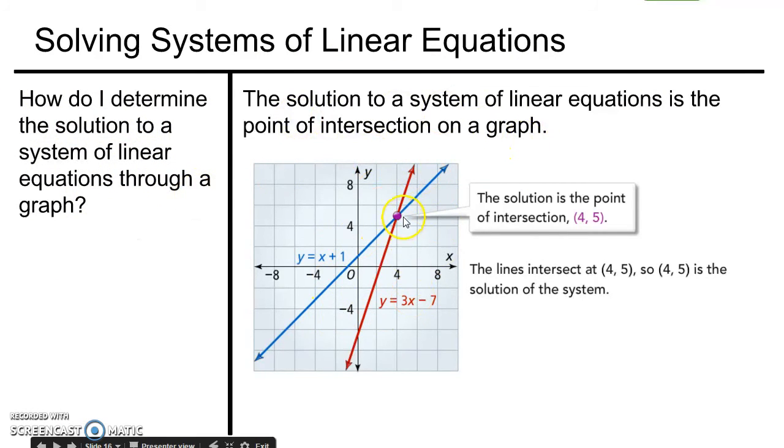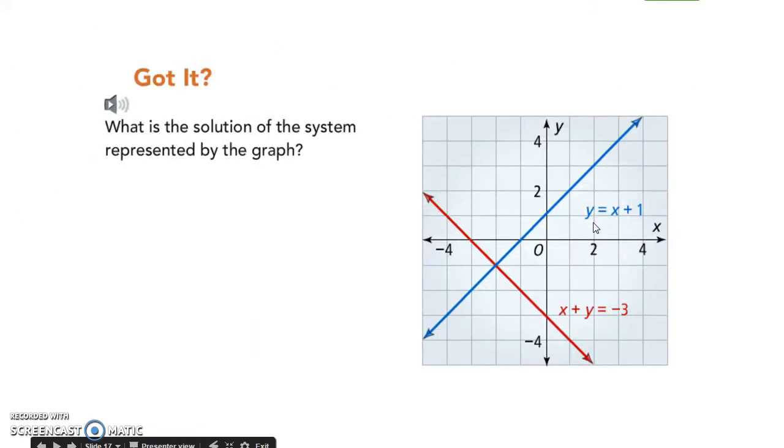And we see this graph, we see where they're crossing. It would be at the point 4, 5. Remember, x and then y. Okay, so last example here. What is the point, the solution? It's the point of intersection, which is right here, and that point would be, let's see, we go over negative 2, and then down 1, so that would be negative 1. That's our point of intersection.